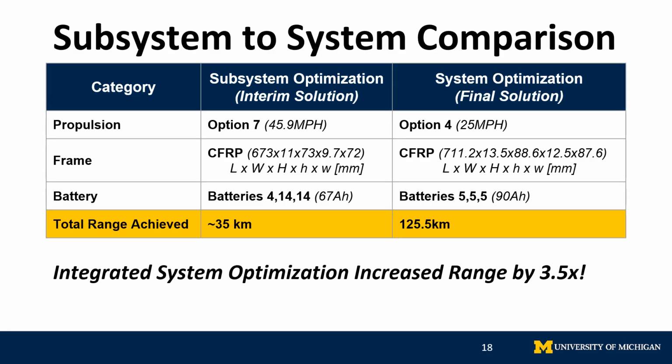In the interim analysis, the battery was allocated 6 kilograms. Post-system optimization, weight was reallocated from the subsystems to allow the battery 7.8 kilograms of drone weight. This additional 1.8 kilograms increased the battery capacity by 23 amp hours, drastically impacting our drone's total range. This, coupled with the other modifications listed in the table, gave us about a 3.5x boost in flight range.